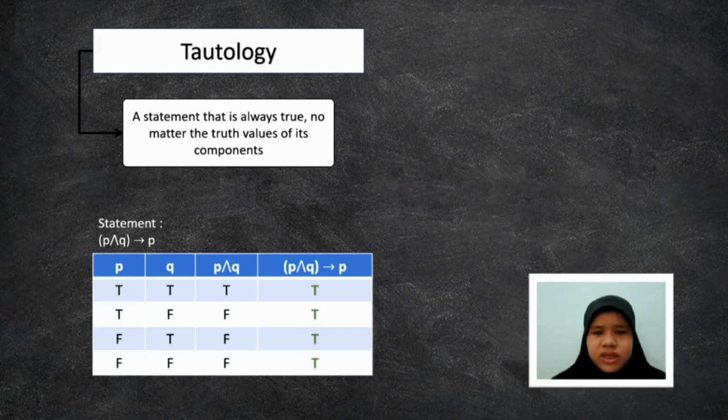Okay, first, the tautology. This is the gold standard of logic. A statement is a tautology if it is always true, no matter what the initial values of P and Q are. Just like in this table, every row in the truth table is true. So, the implication is true. Therefore, the statement is a tautology.